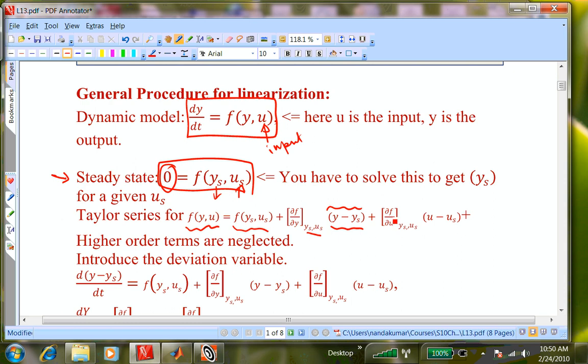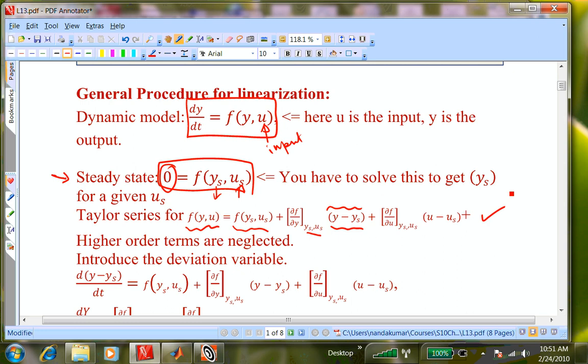Next I'm asking the question, how does the function f change if I make changes to u, the input? I'm doing the input linearization also. The output linearization and the input linearization, times u minus us. Once again, that is the deviation variable, plus the higher order terms, the quadratic term, the cubic term, etc., in the Taylor series. Now, any questions on this? You all understand the Taylor series expansion, so comfortable with dealing with this, right?